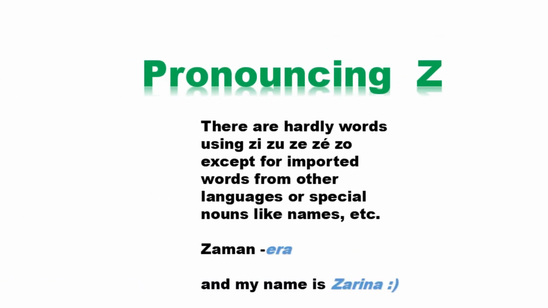Pronouncing Z. For Z, za, zi, zu, ze, zo. There are hardly words using zi, zu, ze, zo, except for imported words from other languages or special nouns like names, etc. Here an example is Zaman. And my name is Zarina.